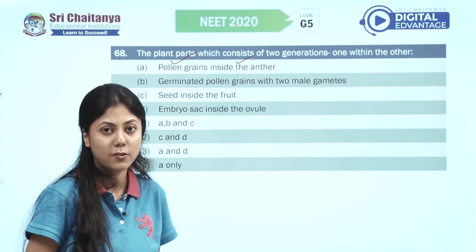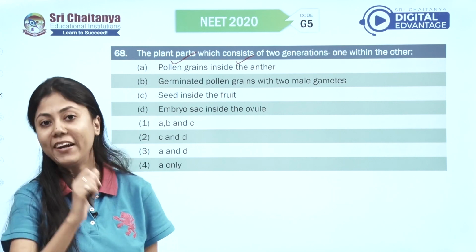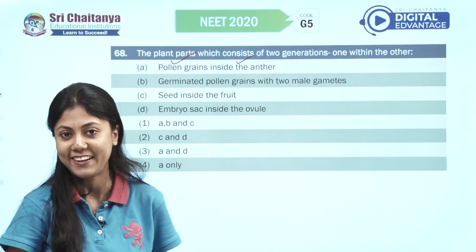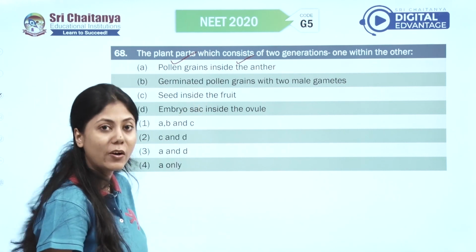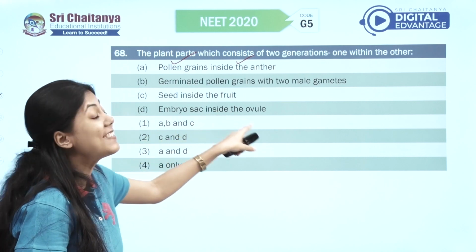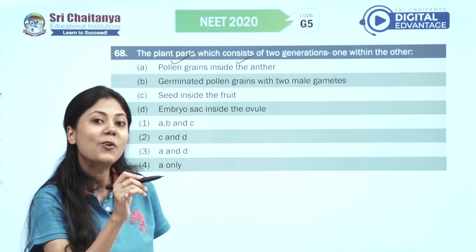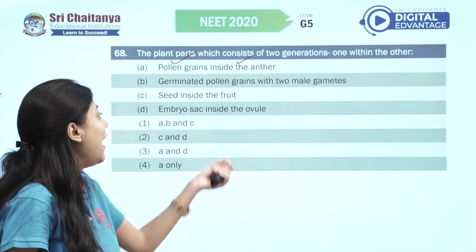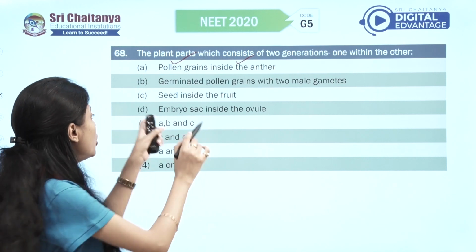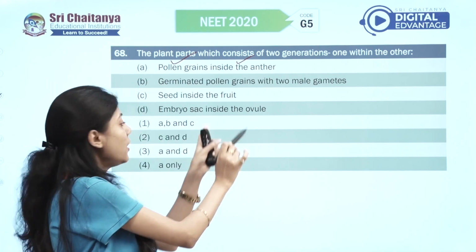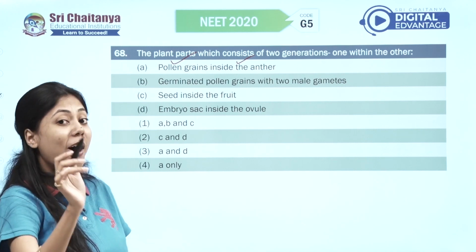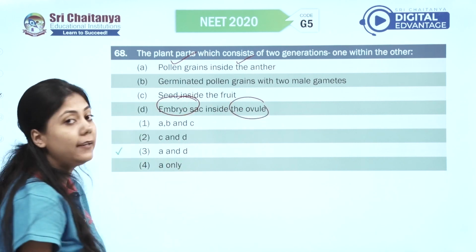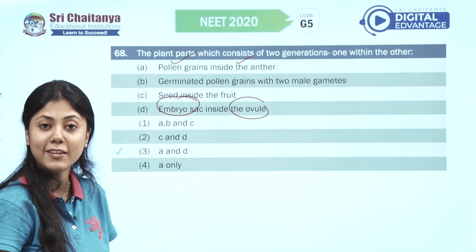Seed inside the fruit. Now, students, here you might get confused. But let me tell you, seeds have 3 generations inside them and not 2. So this is not the correct one. Embryo sac inside the ovule. Again, embryo sac is the female gametophyte, and you know the gametophyte is always haploid and ovule is diploid. So you have a gametophytic generation, you have a sporophytic generation. So again, the correct option would be A and D. So this is the third option that is correct.